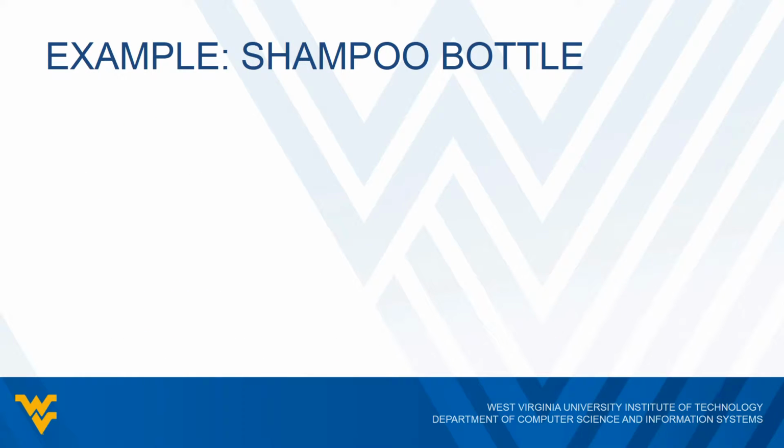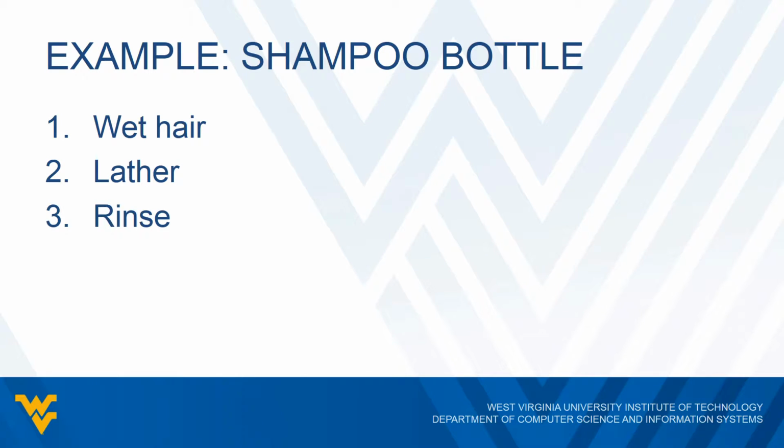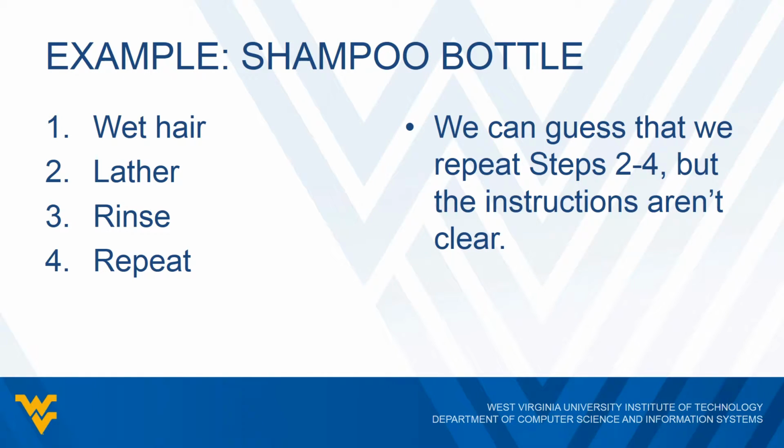Let's take a look at a bottle of shampoo as an example of ambiguous ordering of operations. If you take a look at the back of any shampoo bottle, they usually have the same set of directions. They'll say to wet the hair, lather, rinse, and then repeat. Well, that's great. We can guess that we would repeat steps 2 through 4, but the instructions aren't clear about that.